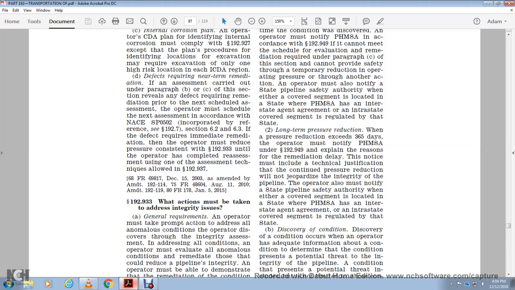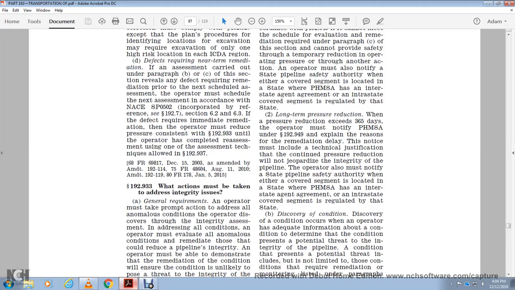Long-term pressure reduction. If the pressure reduction exceeds 365 days, the operator must notify PHMSA under 192.949 and explain the reason for the remediation. The notice must include the technical justification that continuing the pressure reduction will not jeopardize the integrity of the pipeline. The operator must also notify the state pipeline safety authority if the covered segment is located within a state where PHMSA has an interstate agent agreement, and the covered segment is regulated by the state.